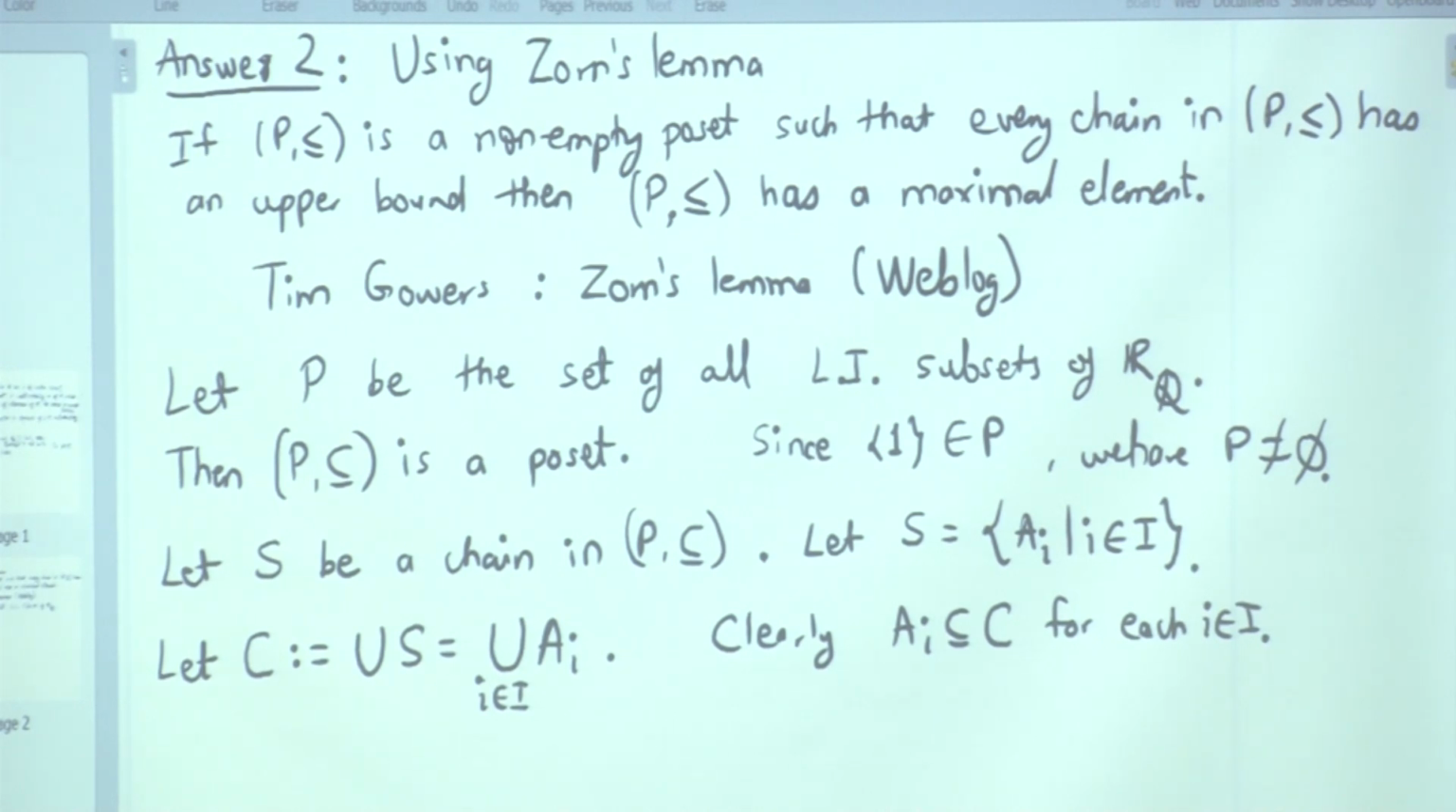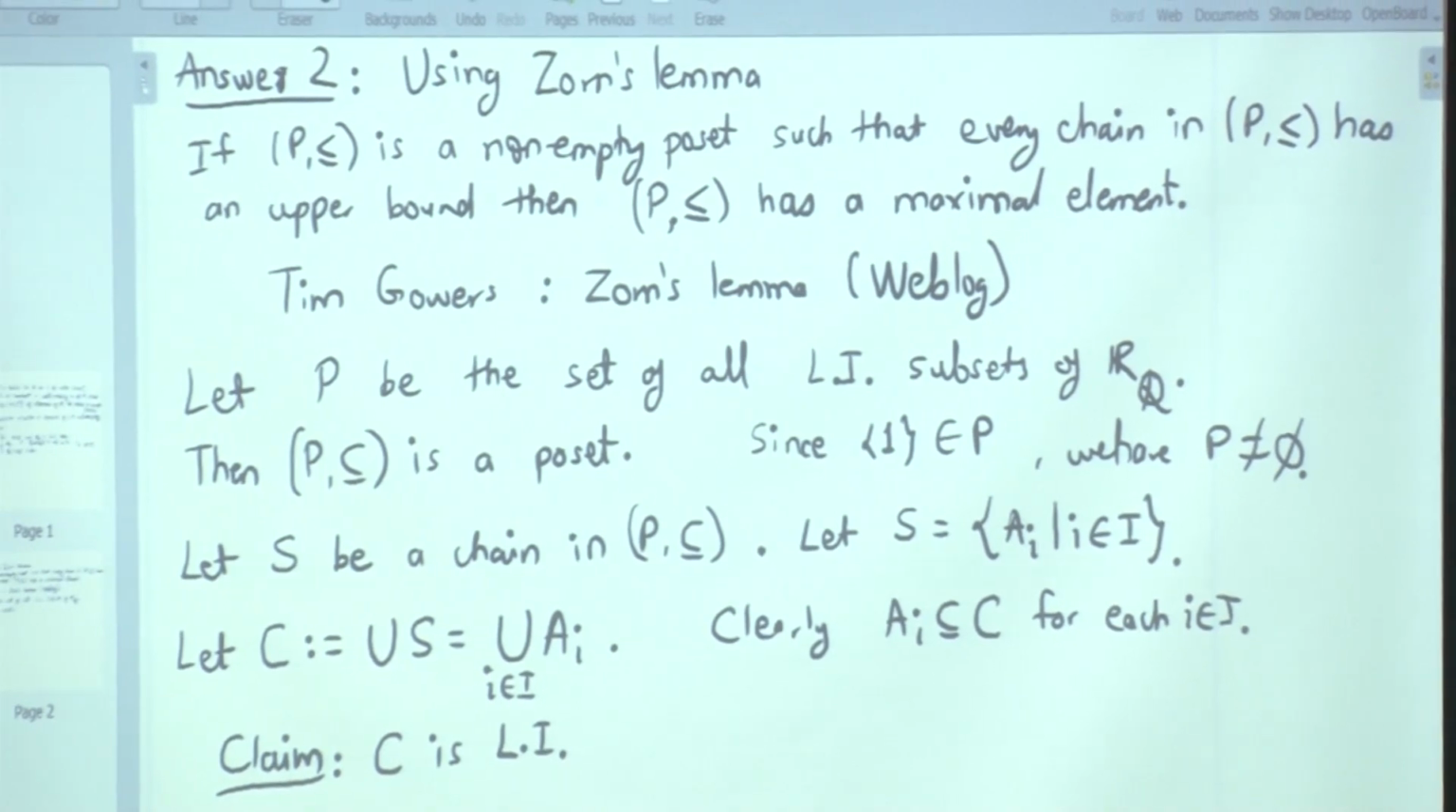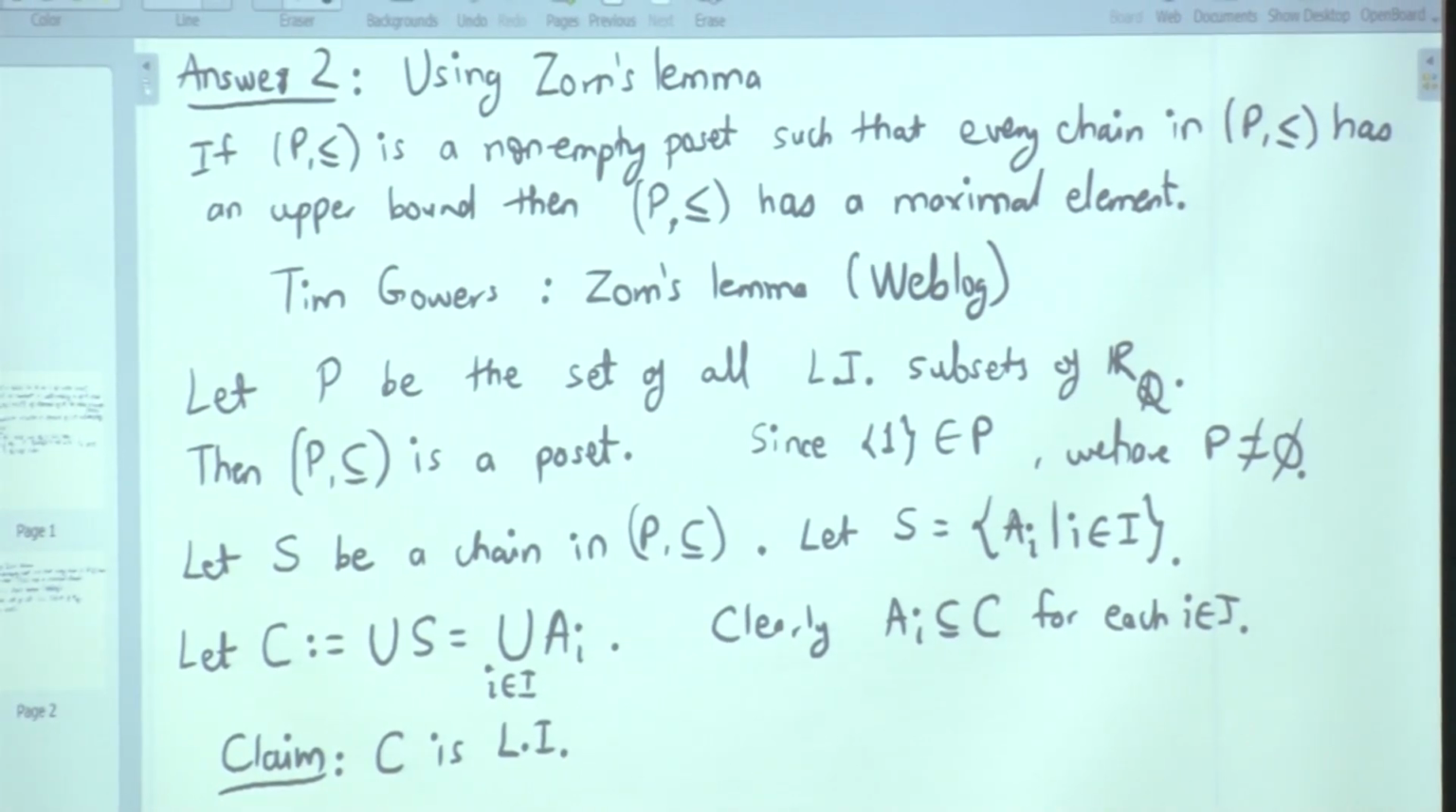In the power set of real numbers it is an upper bound, but it will be an upper bound in P if and only if C is also linearly independent. So we need to show, we claim that C is linearly independent over Q. In this case linearly independent over Q, and please be aware that the same proof will give you a basis for every non-zero vector space.